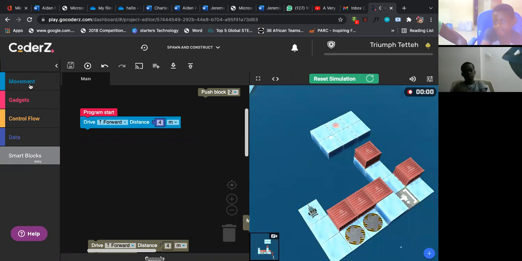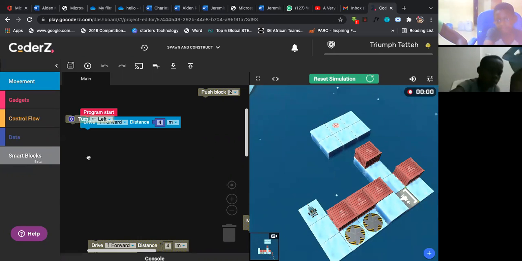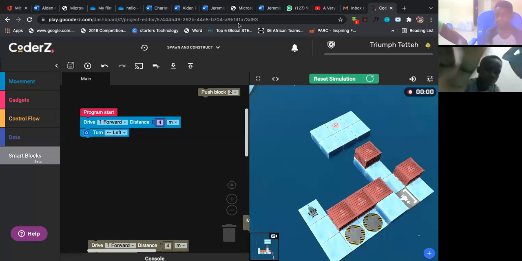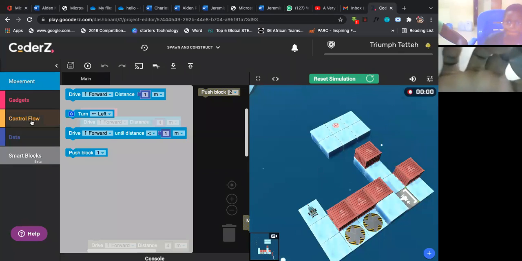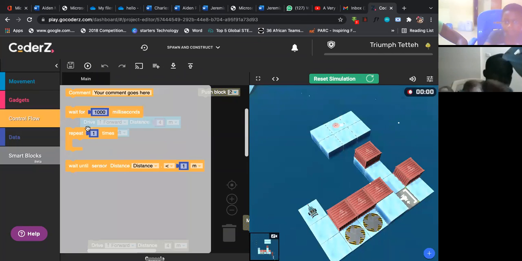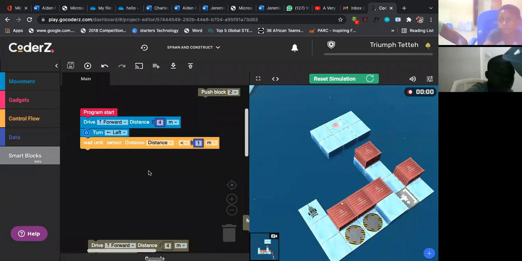Then we want to get the weight until sensor empty at the control flow. Wait, yeah, 10 left. Then wait. So we should wait until what? This one? The sensor, yes. Okay. 1 meter. And you want to go back to the control flow.